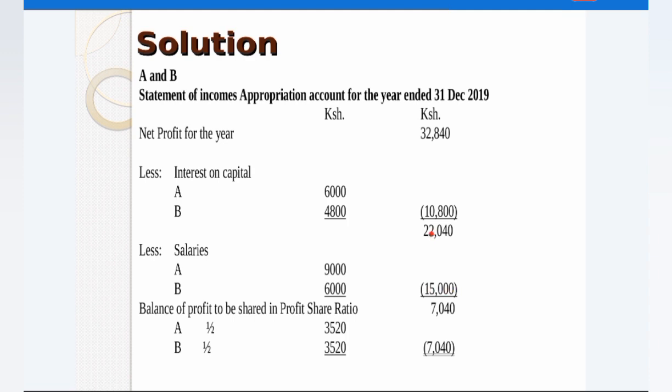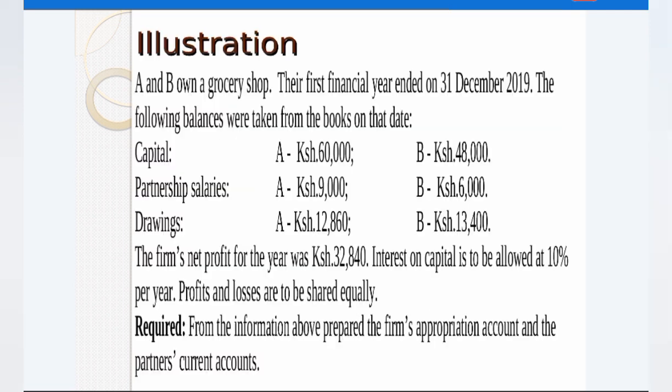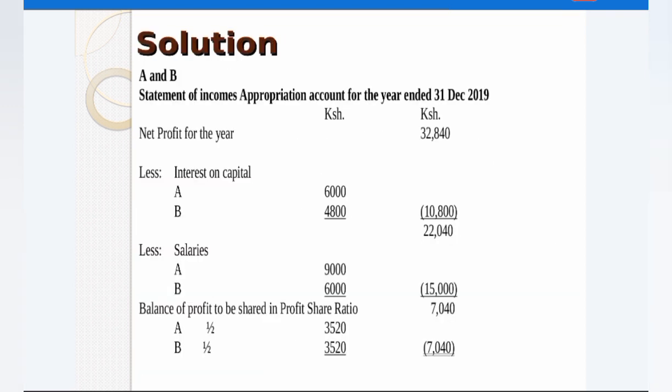So when you less 15,000 from 22,040, the balance is 7,040. Remember, we did not have any interest on drawings. We were not told that we have any interest on drawings. If we had an interest on drawings, then we will add it to our profit of 32,840. But from our illustration, there was no interest paid on the drawings. So in this case, we don't have that item of interest on drawings. Should we have it, then we add it to our profits.